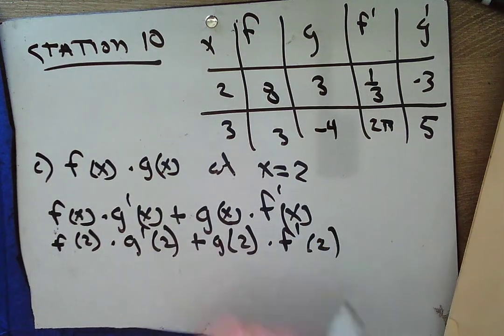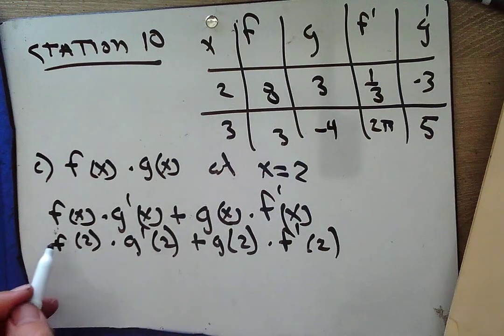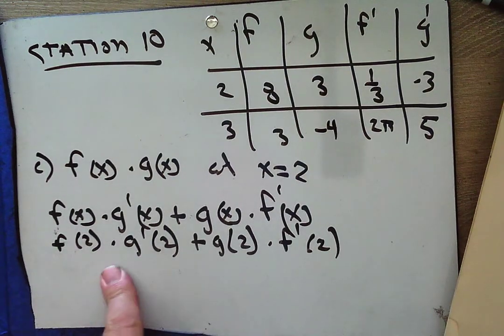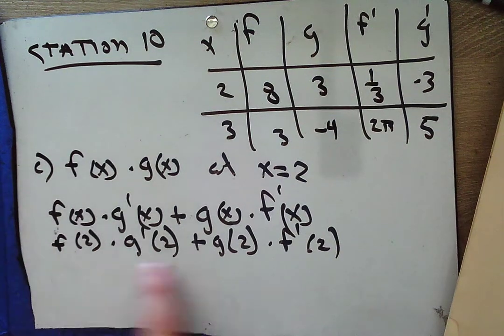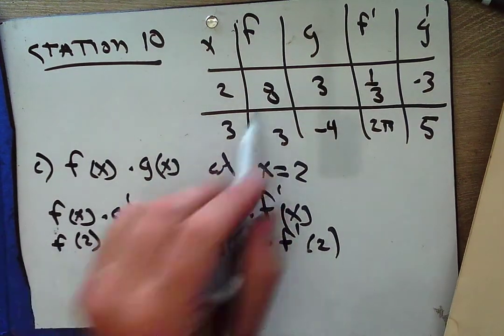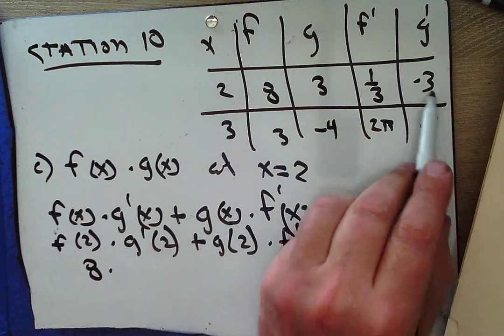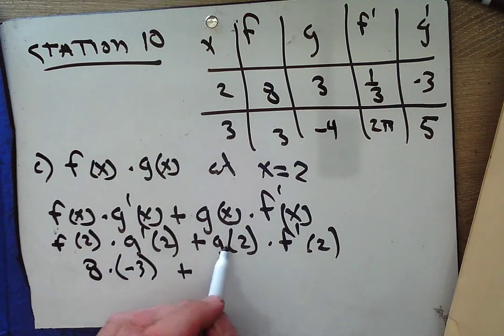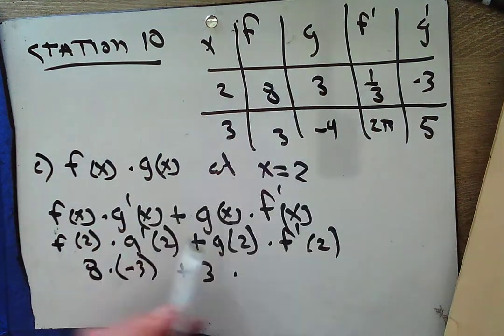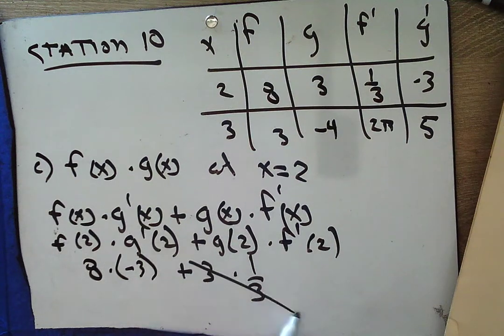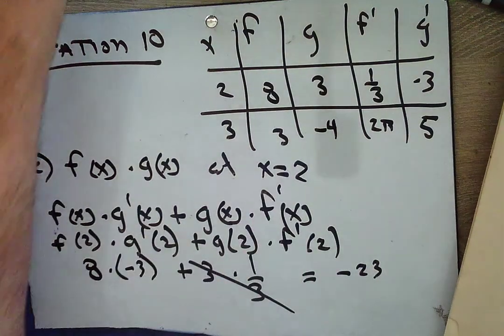of 2. And I know that many of you are going to do this in your head and skip this step here. But really, I do this because I've been doing this for a long time, and I know I make fewer mistakes when I do this. So you do you, but I'm going to be doing this. So f of 2 is 8, g prime of 2 is -3, plus g of 2 is 3, times f prime of 2 is 1/3. Well, 1/3 times 3 is 1, so we have -24 plus 1, which is -23. This is our derivative at x equals 2.